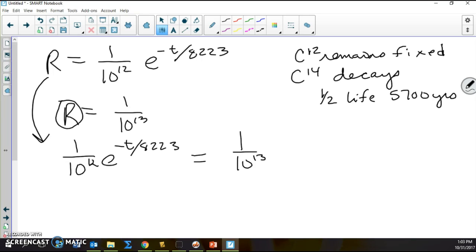Multiplying each side by 10 to the 12th gets rid of it on this side. And over here we can see a very simplified model. On the left we get e to the negative t over 8,223. And 10 to the 12th divided by 10 to the 13th is simply 1 over 10 to the 1st.